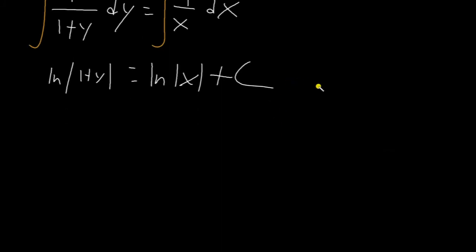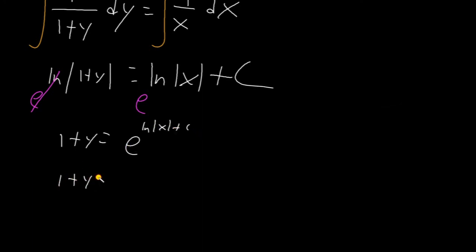Okay, now we need to get y by itself, so we'll have both of these as the exponent with a base of e. The reason we're doing that is we can cancel the e's and the natural logs here. So we'll have 1 plus y equals e to the natural log of the absolute value of x plus c. Okay, since we're adding two things up in the exponent, we can split that up into e to the natural log of the absolute value of x and e to the c.